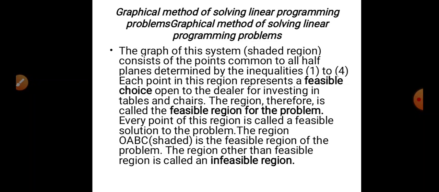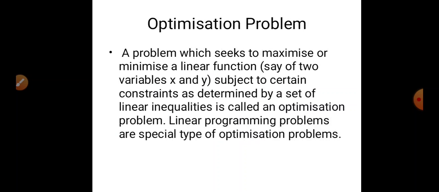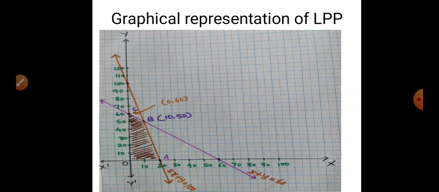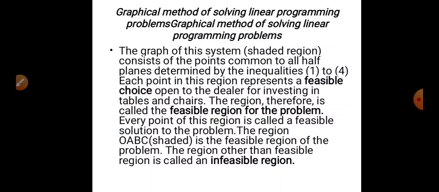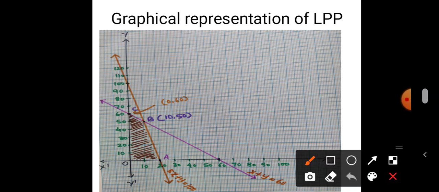The region other than the feasible region is called the infeasible region. Means this portion is infeasible.